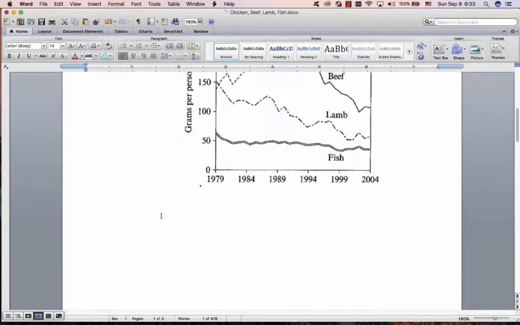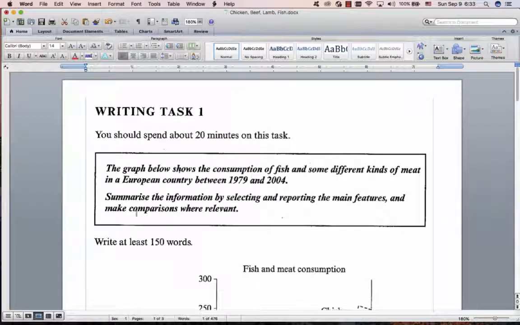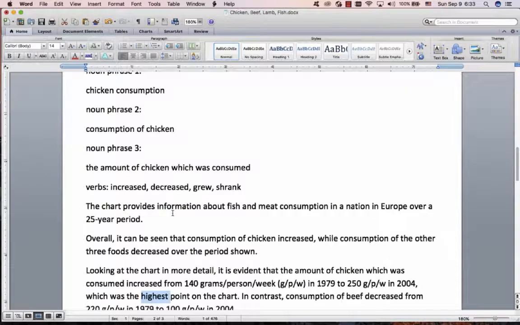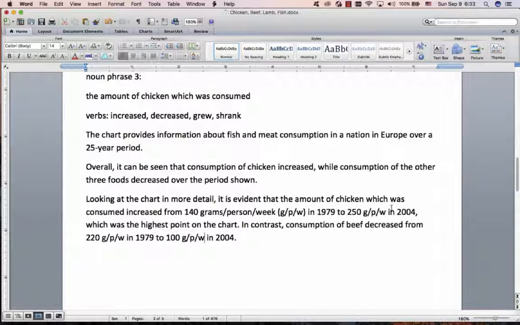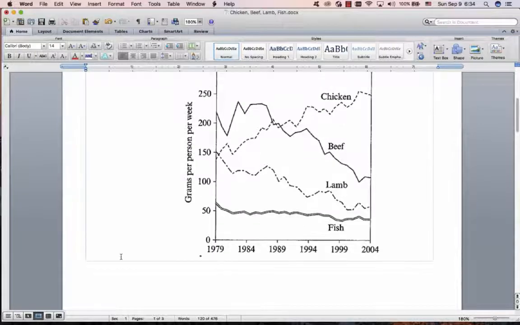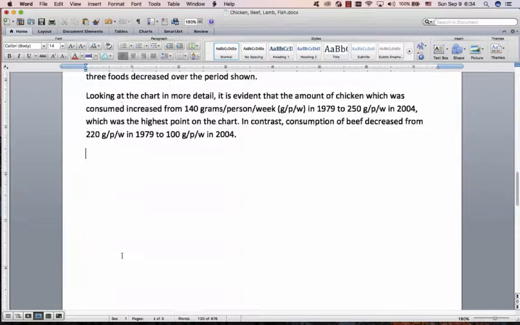And in the question they say, make comparisons where relevant. So the examiner likes to see some comparisons. So look for the highest or even sometimes the lowest point on the chart, and after that number, just put that in. So easy, but it just gives you a real boost in your marks. Great, and then we're just going to do the next 2 lines. So let's do beef. Some nice linking language.